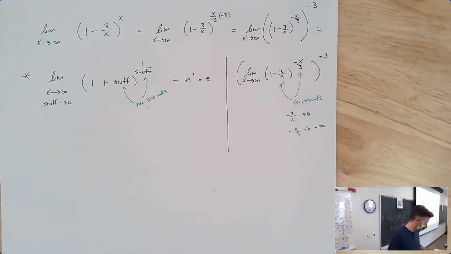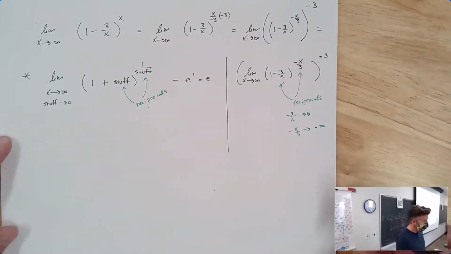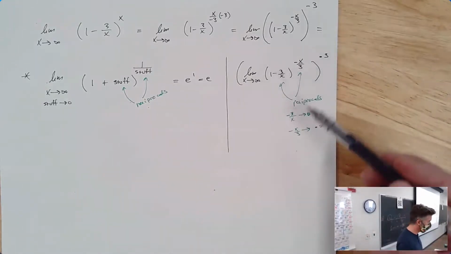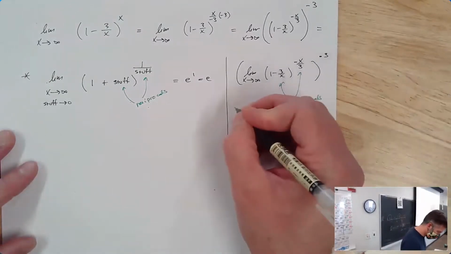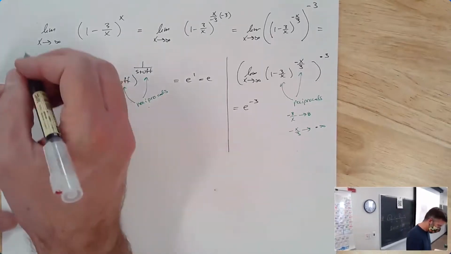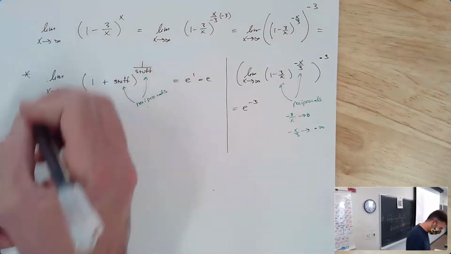All right. So in the future, you can use this idea to be like, oh, this limit's just going to be e to the negative 3. That's not what we're going to do right now, but I kind of wanted to let you see that because it is something you will actually want to be able to do in the future. For now, we're going to do it the long way.